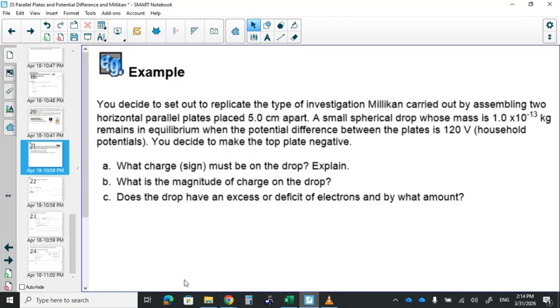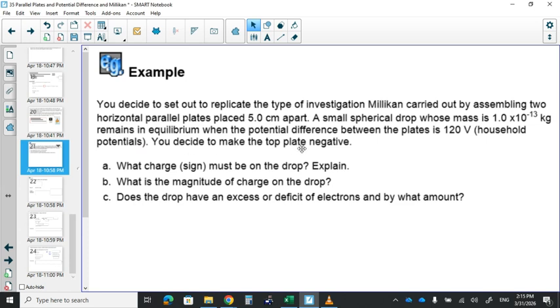All right, so you decide to set out to replicate the Millikan oil experiment by assembling two parallel plates that are 5 centimeters apart. You've got a small spherical oil drop whose mass is given, which again is tricky to get, but they're just giving it to you, so you're welcome. There's a voltage between the plates of 120 volts. Whew, that's hot, but oh well.